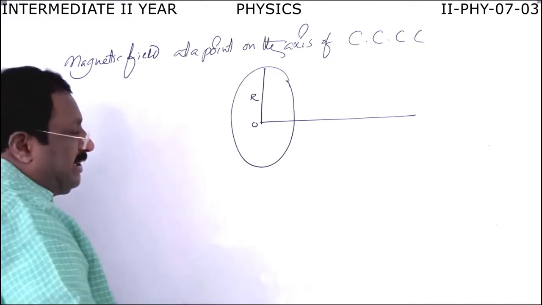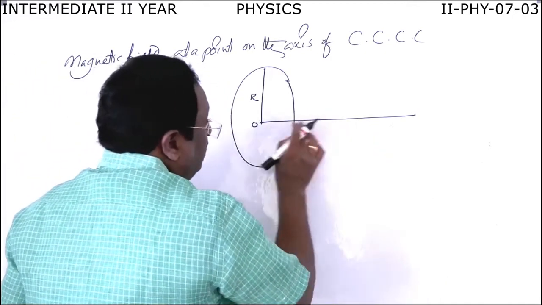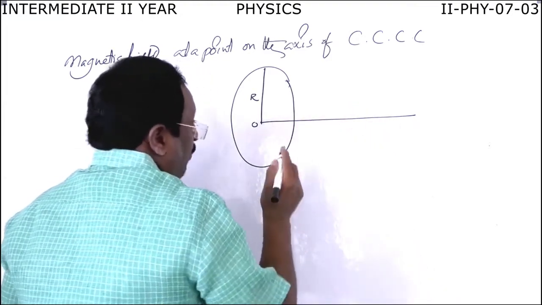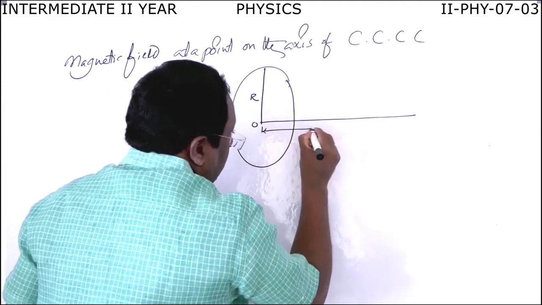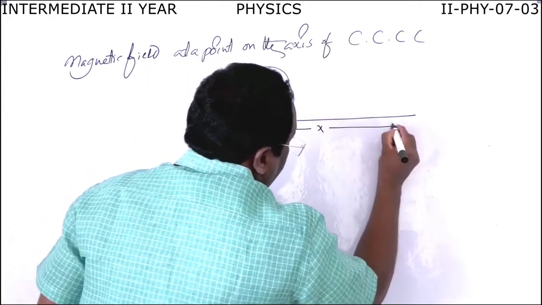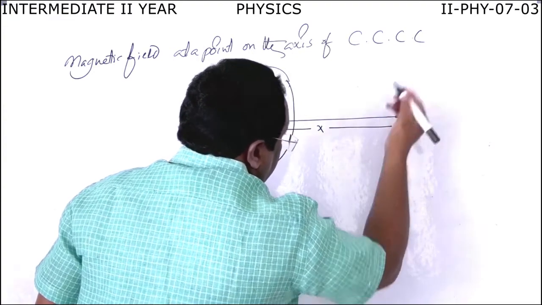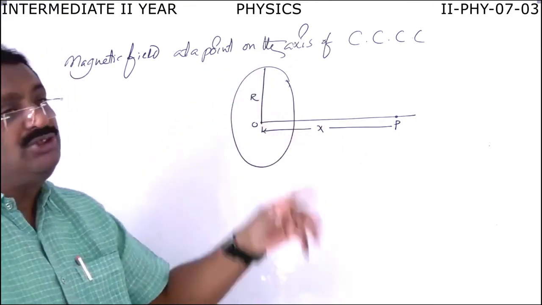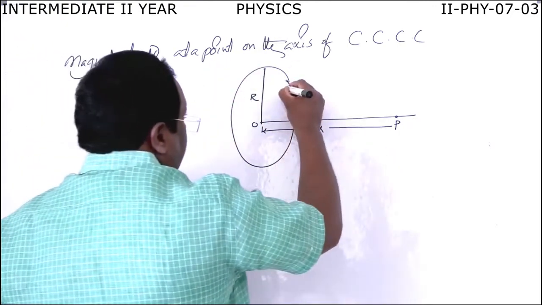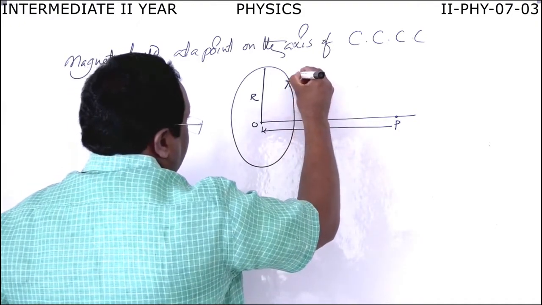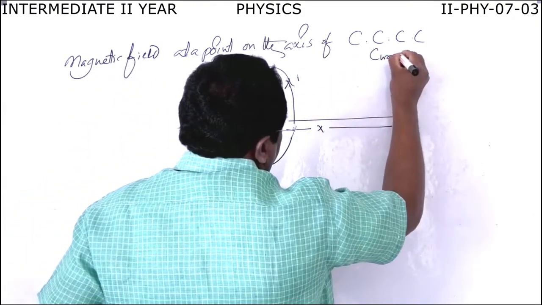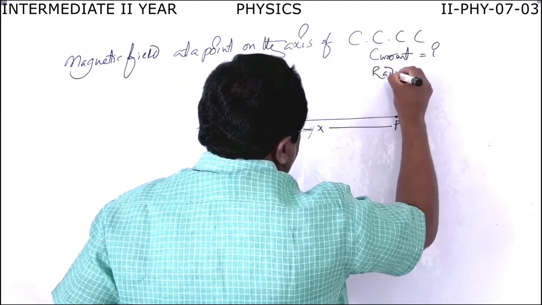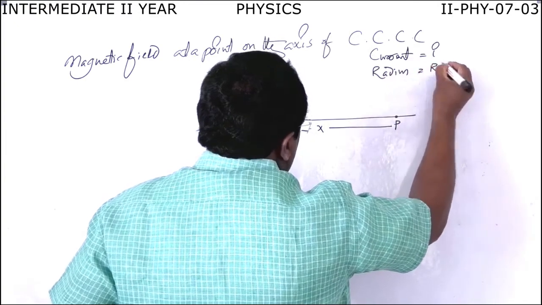Now we find the magnetic field at any one point on this axis. So let us choose one point on this axis, at a distance x from the center of the coil. We find the magnetic field at this point when current is passing through this coil. The current in the coil is I, radius capital R.